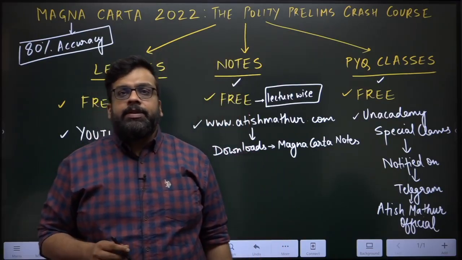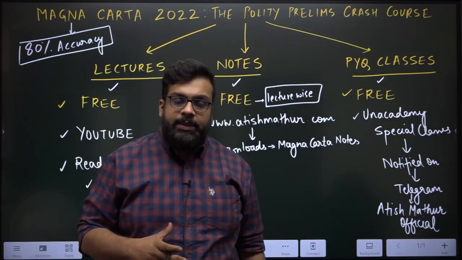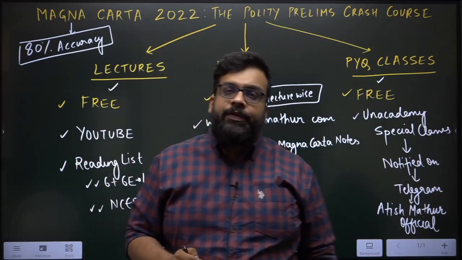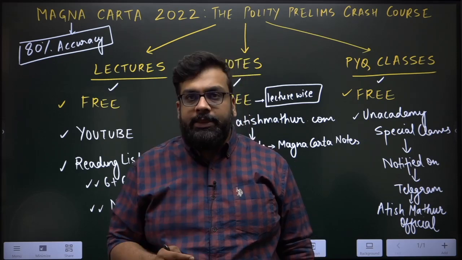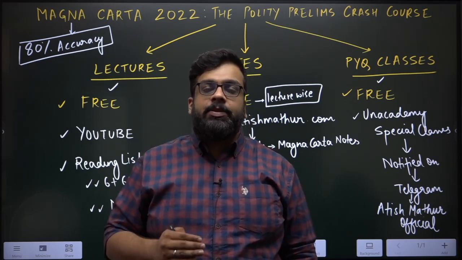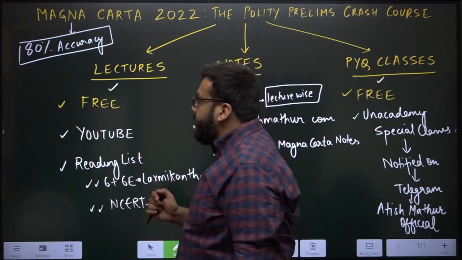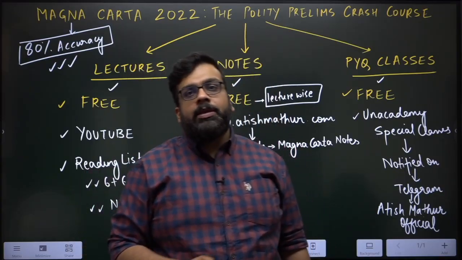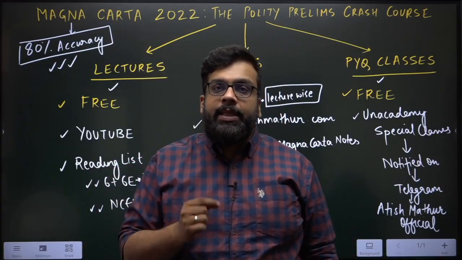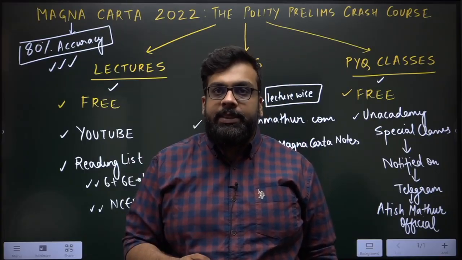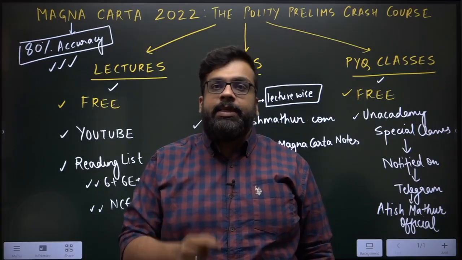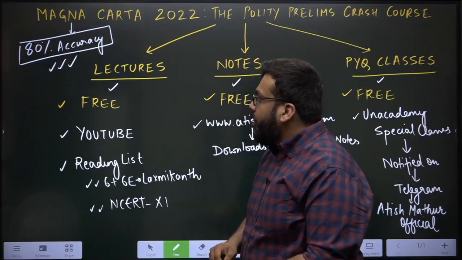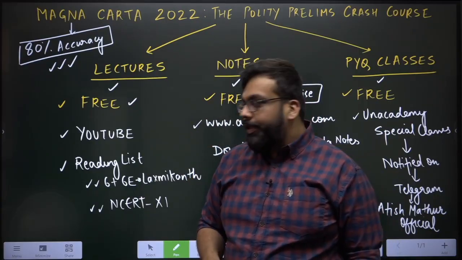The Magna Carta course has a very simple objective in mind, and this objective has to be achieved under all circumstances. Thankfully, we've been able to do this for the last 2 years, and we hope to continue achieving this objective this year as well. The objective is that you should be able to solve 80% of all the polity questions that get asked in the prelims this year through the series and the targeted reading list and notes that are given to you with the series. So, the lectures are going to be on YouTube and are going to be completely free of cost.